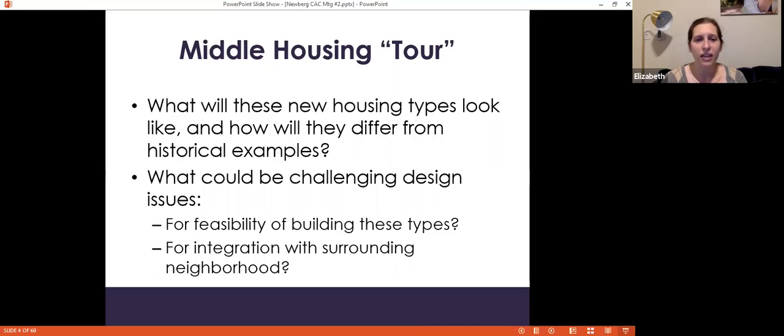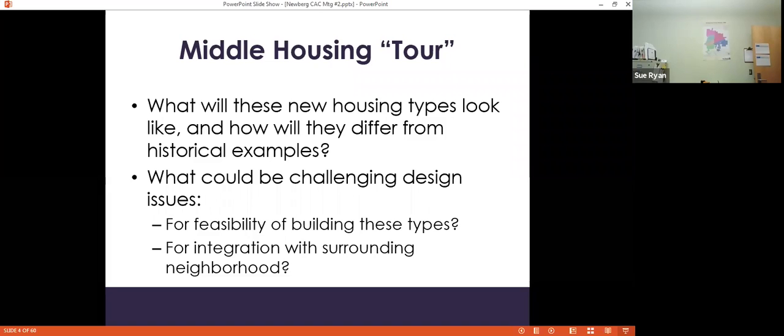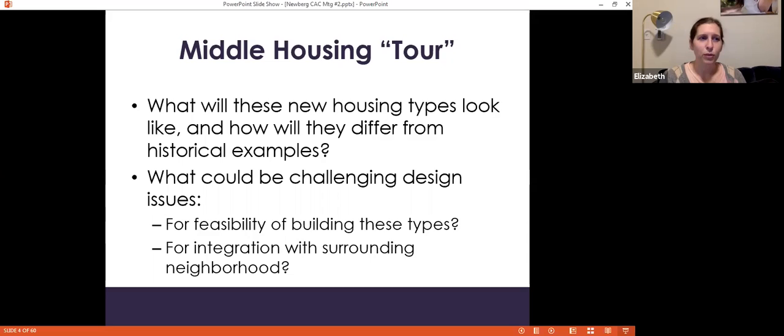of the challenging design issues, looking at these different types. I think challenging design issues comes from the perspective of the building itself. So is it feasible to build this triplex or this townhouse here? And what are some design challenges that might limit the actual ability to get these housing types built? And then on the flip side, what are some of the challenges that might exist in terms of how these housing types get integrated into surrounding neighborhoods?